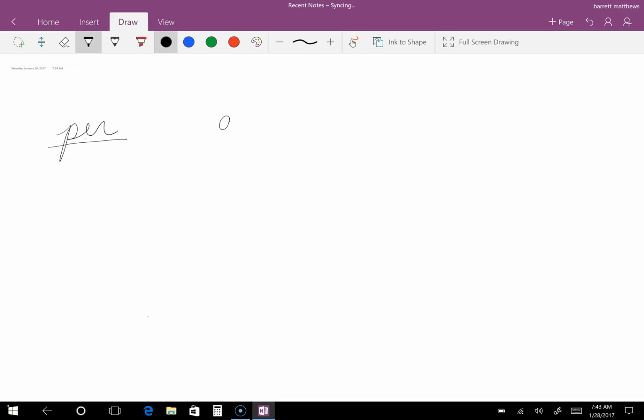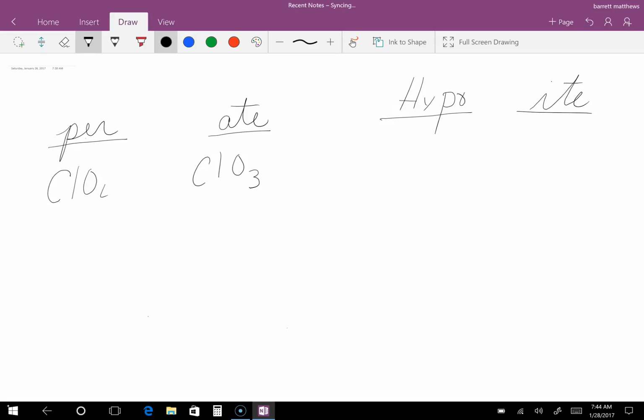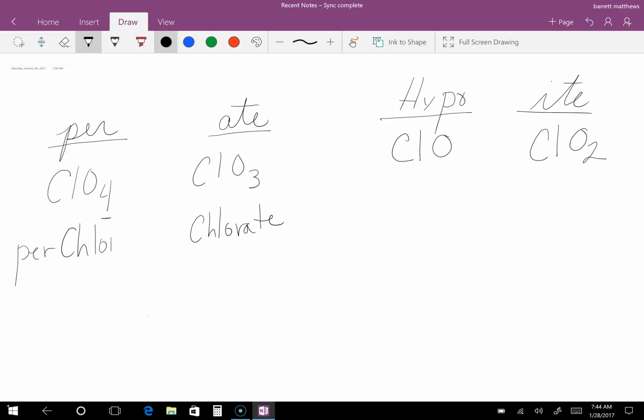Now let's look at the per compared to the ate, and the hypo compared to the ite. So the first one I'm going to do here is the chlorate ion, and we can see that perchlorate would be ClO4. Chlorite, ClO2, it's going to be one less, so it's ClO. And here are the labels: chlorate, perchlorate, chlorite, and hypochlorite.